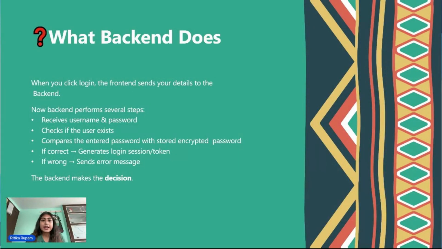So what does the backend exactly do? Here is a flow. When you click on the login button in the application that you are using, what does the backend do? It receives the username and password from the front end, checks if the user exists by interacting with the database, and then compares the stored password with the encrypted one that is stored in the DB. If it matches, then it generates the login session, and if it does not, then it sends an error message. So basically, the backend makes all the decisions and nothing else.